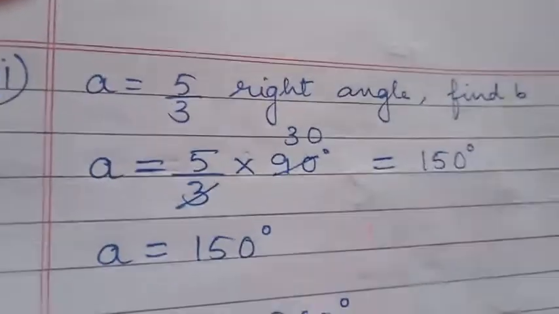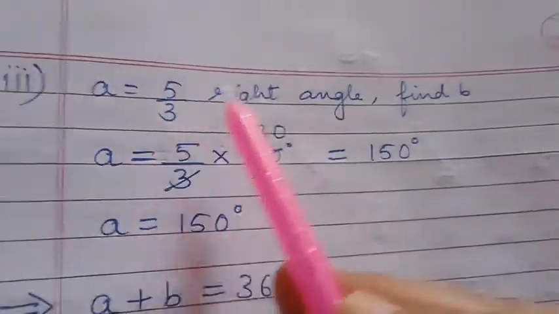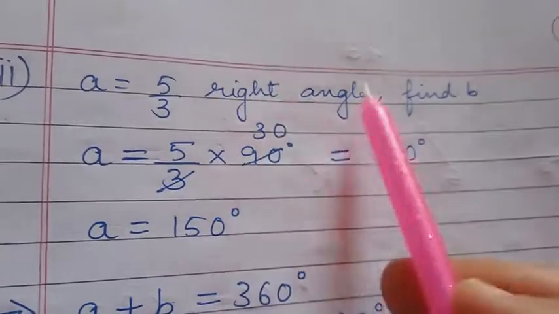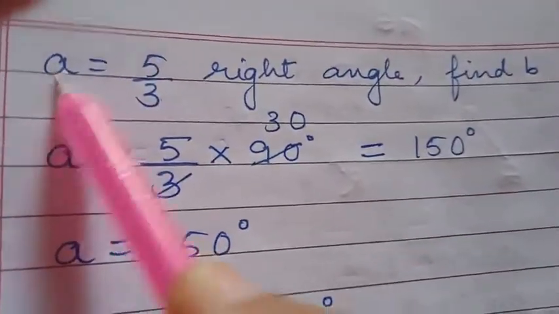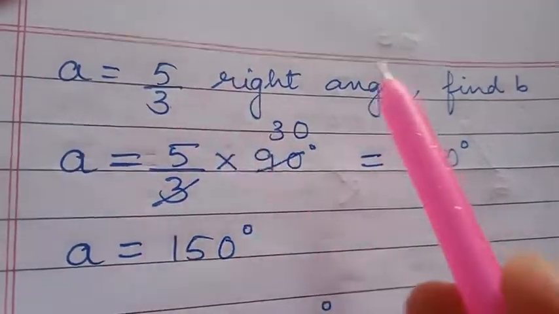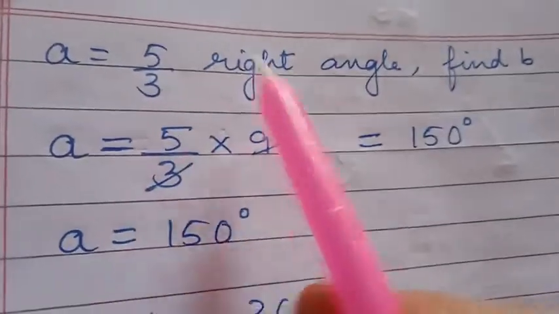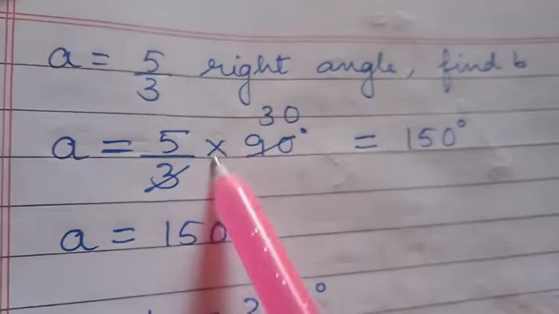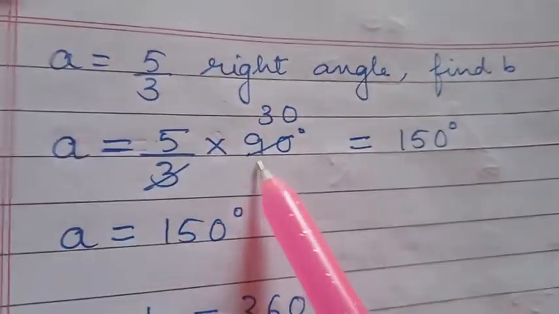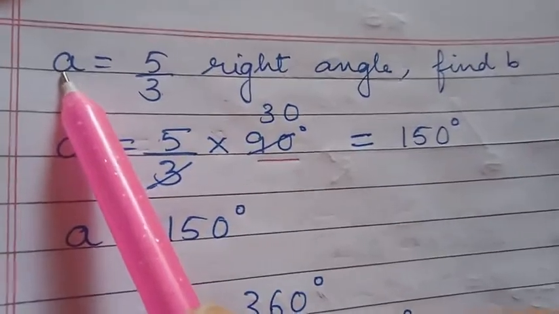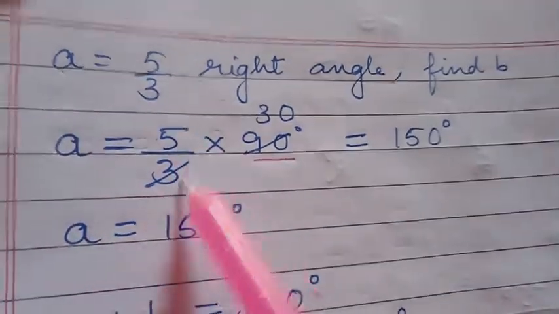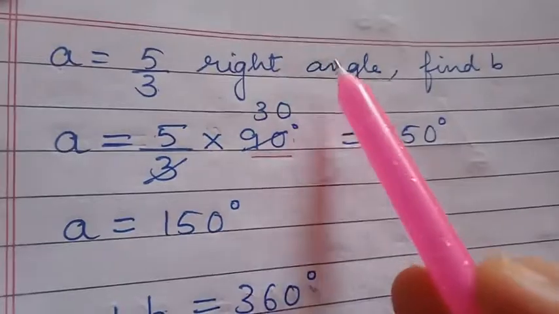Now the third is given. A is 5 by 3 of a right angle, find B. So now let us see what is the value of A first. A is not directly given. A is indirectly given, that 5 by 3 of a right angle. Right angle is what? 90 degree. Okay, the value of A is given indirectly. So 5 by 3 multiplied by 90 degree because it is a right angle.